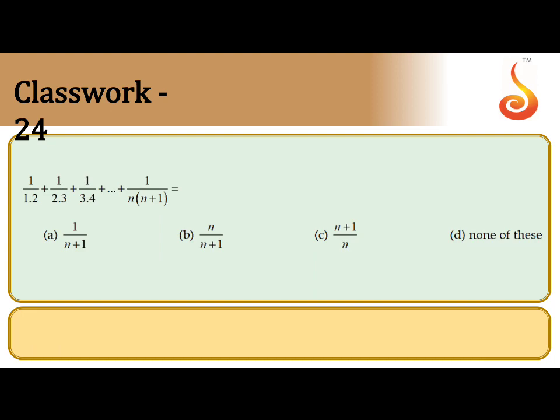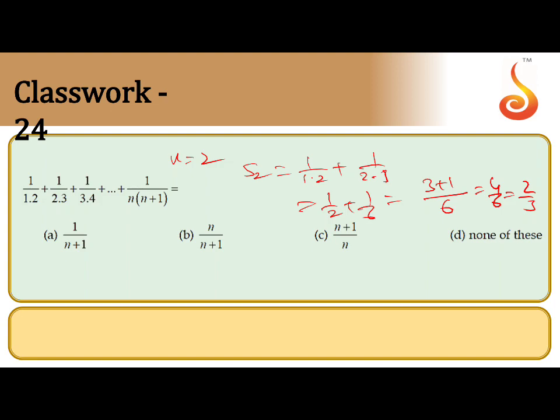Now, the sum of n terms of the series 1 by 1 into 2, 1 by 2 into 3 and 1 by 3 into 4. Here also we need to take it directly, you can go for verification. N equal to 2, S2 means 1 by 1 into 2 plus 1 by 2 into 3, means 1 by 2 plus 1 by 6. Apply LCM, 6 LCM: 3 plus 1, 4 by 6, means 2 by 3. Which option gives 2 by 3 by taking n equal to 2? So first option, n equal to 2: 1 by 2 plus 1, 1 by 3. But we want 2 by 3. So therefore A is wrong.